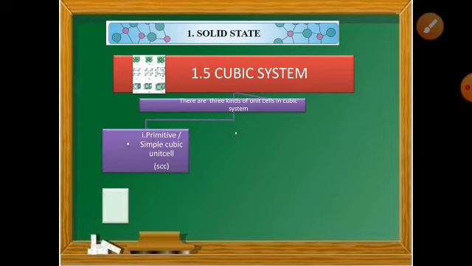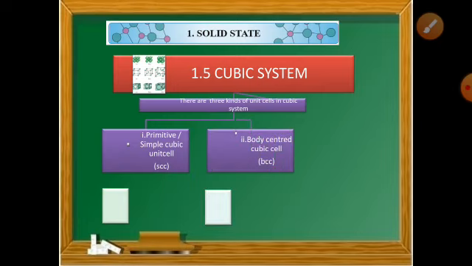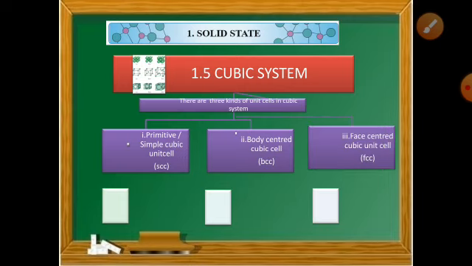Number one is the primitive, which is also called the simple cubic unit cell. In short we can write it as SC. The second type of unit cell is the body centered cubic cell, in short also called BCC. And the third type of unit cell in a cubic system is the face centered cubic unit cell, in short written as FCC.